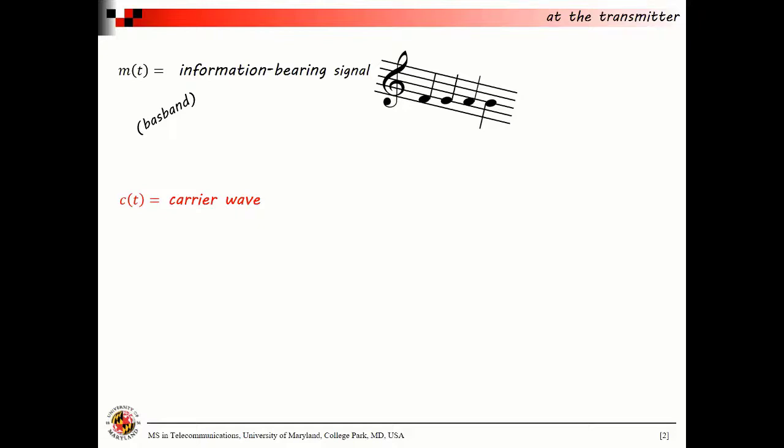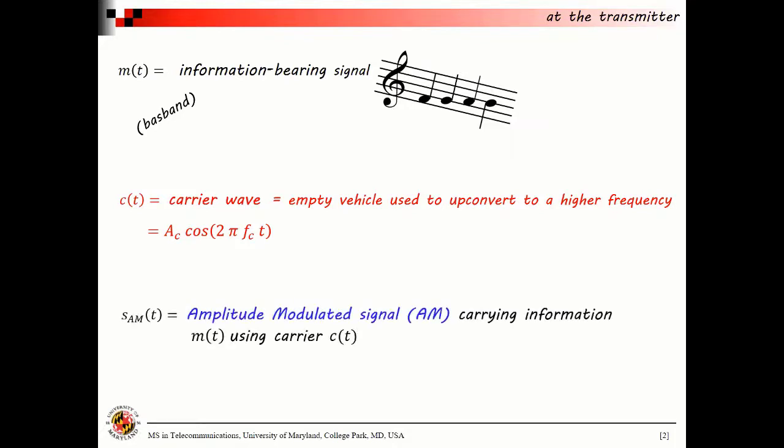Then we have the carrier wave. The carrier wave is an empty vessel used to upconvert our information-bearing signal to the higher carrier frequency. And in our case, it's going to be a cosine. So it's going to be some amplitude, Ac, we can set it to 1, times the cosine of 2 pi times the carrier frequency, fc, times t.